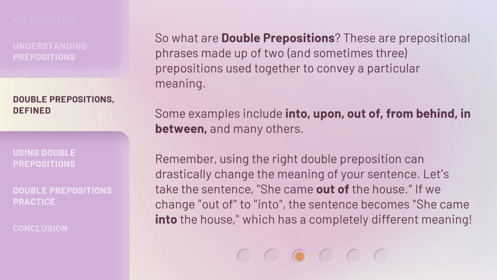So what are double prepositions? These are prepositional phrases made up of two, and sometimes three, prepositions used together to convey a particular meaning. Some examples include into, upon, out of, from behind, in between, and many others. Remember, using the right double preposition can drastically change the meaning of your sentence. Let's take the sentence, "She came out of the house." If we change out of to into, the sentence becomes, "She came into the house," which has a completely different meaning.